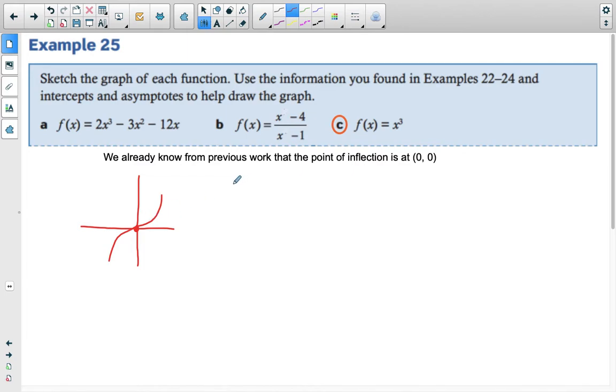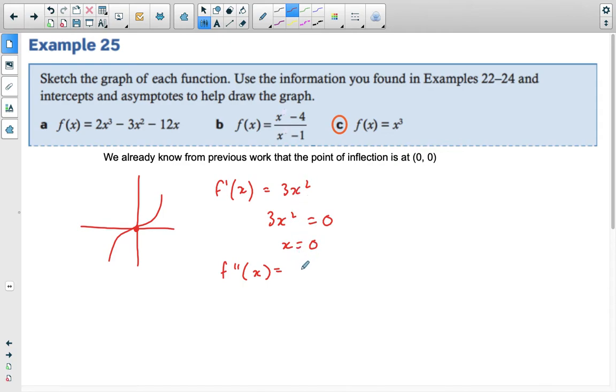Let's just prove that it doesn't have a maximum or a minimum. So the first derivative is 3x squared. If 3x squared is equal to 0, then x equals 0. Okay, so we've got a possible maximum or minimum at x equals 0. So let's find out whether that's a maximum or a minimum.